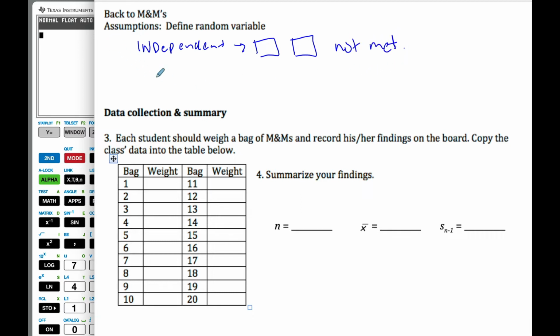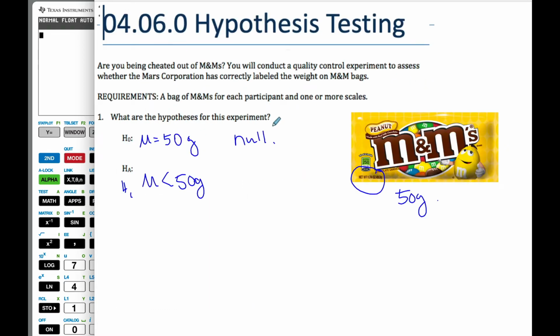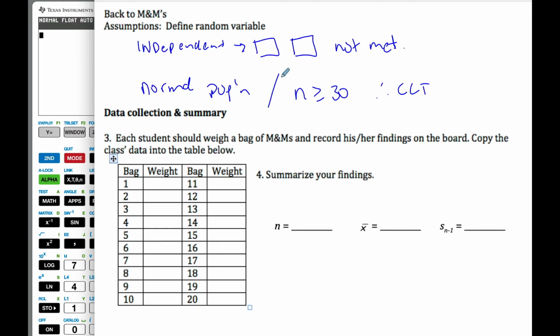The other assumption we have to make is that the weight of M&M bags comes from a normal population. The weights are normal. Or if they're not normal, then n is bigger than or equal to 30, so therefore we could use the central limit theorem. And again, in this particular scenario, we have no idea if it's normal or not, so this condition we do not know. Our sample is going to be 20, so for sure, this part's not met. But even though our assumptions are not met, we're still going to go ahead with the program.